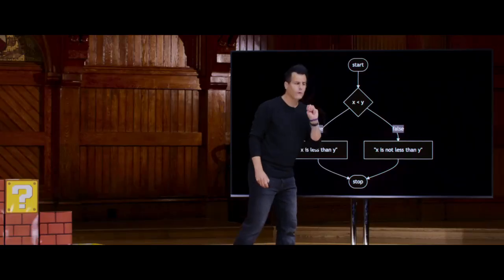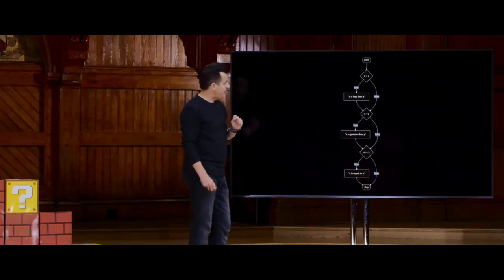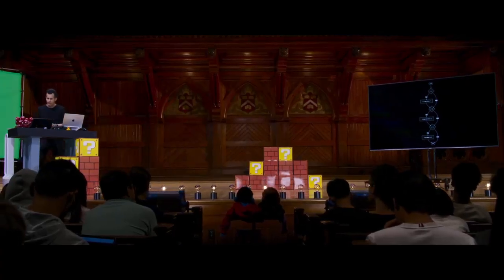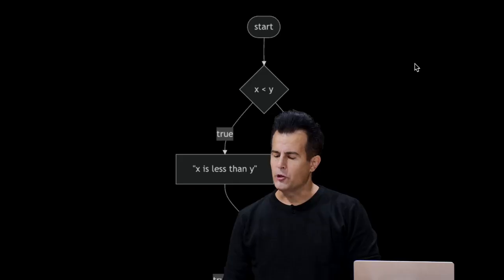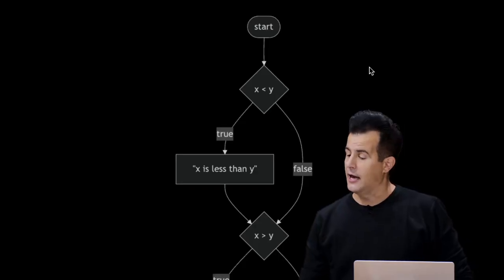But in the third version of the code, where I added the if, else if, then the picture gets a little more complicated. And let me zoom in top to bottom. Here we have a longer flow chart, but the questions are really the same. When I start this program, I ask, is x less than y? If so, I print out x is less than y.